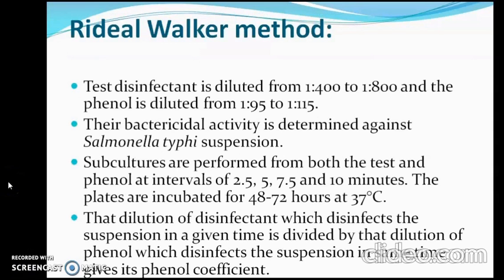So let's see the first method, that is the Rideal-Walker method for the determination of phenol coefficient. In this, the test disinfectant is diluted from 1:400 to 1:800, and the phenol is diluted from 1:95 to 1:115. Their bactericidal activity is determined against Salmonella typhi suspension. The subcultures are performed from both the test and the phenol at intervals of 2.5, 5, 7.5 and 10 minutes. And the plates are incubated for 48 to 72 hours at 37 degrees Celsius.